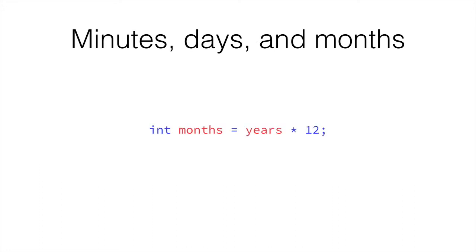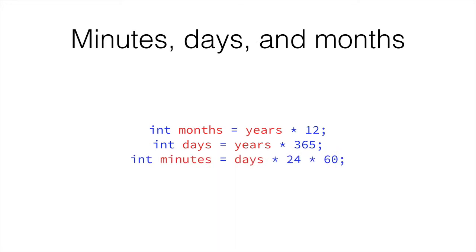Okay, so this is how we do it. Int months equals years times 12. Days is years times 365. And the minutes, it's going to be days times 24 times 60. If days is years times 365, then minutes is essentially years times 365 times 24 times 60, or days times 24 times 60. So here we're just using a variable we've created previously to calculate the minutes, because this way we have to type less.